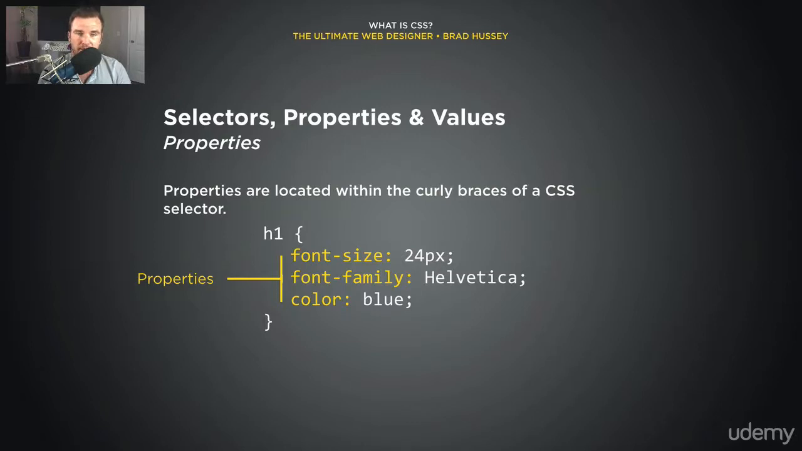So here are the properties. They are the first part, on the left side of the colon. And so these are called properties. So we have font size, font family, color, and there are a lot more properties, but this is just a simple example.